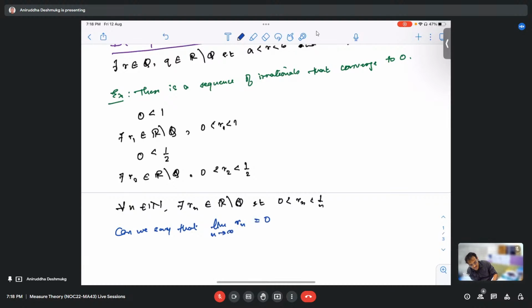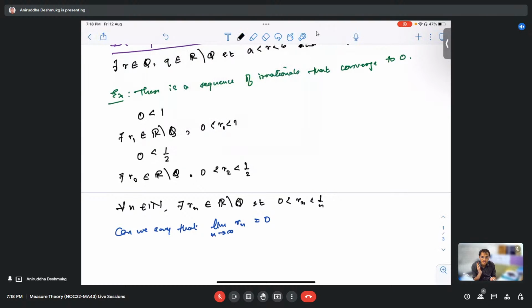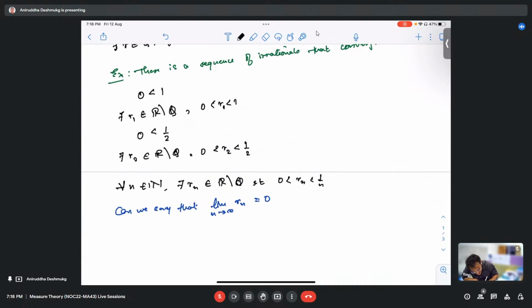Because 0 is a constant sequence, and 1 by n converges to 0, you can take the sandwich lemma. Sandwich lemma tells us that the in-between sequence must converge to 0. So limit Rn converges to 0. Now let us consider this collection of sets.